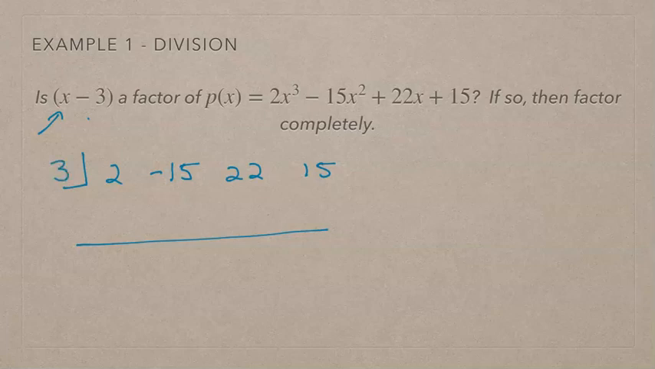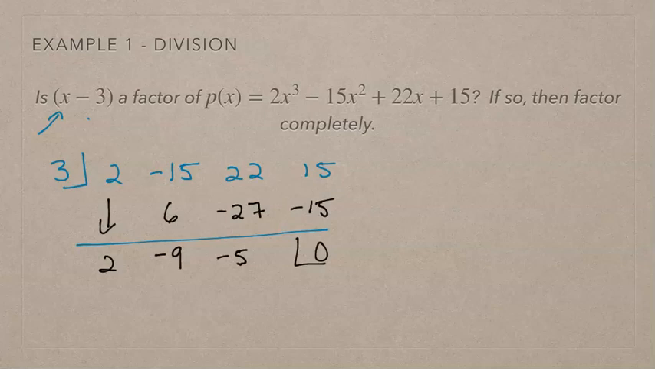So having set up my division problem, I'm going to do the division out. 2 down to there, and then I'm going to multiply. 3 times 2 is 6, negative 15 plus 6 is negative 9, 3 times negative 9 is negative 27. This comes to negative 5, watch those negatives, and then 3 times negative 5 is negative 15, and this is 0. Okay, so is x minus 3 a factor of p of x? It certainly is, because my remainder is 0.